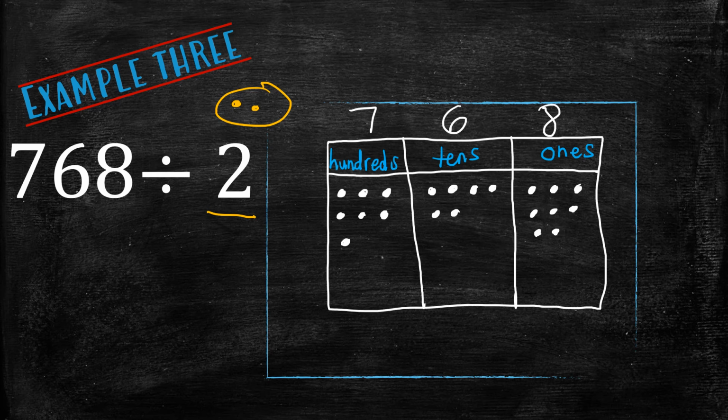So we're going to start with our hundreds column and work our way down. Let's group by 2. So that's 1, 2, that's a group. 1, 2, that's a group. 1, 2, and that's a group. And how many groups did we make in that? Only 3, and if you see here, we have a remainder, which is 1. So remember, we're going to have to move that 1 to the tens column.